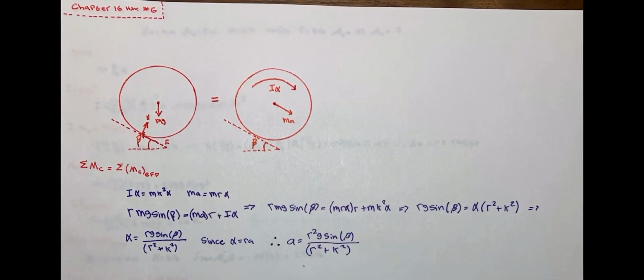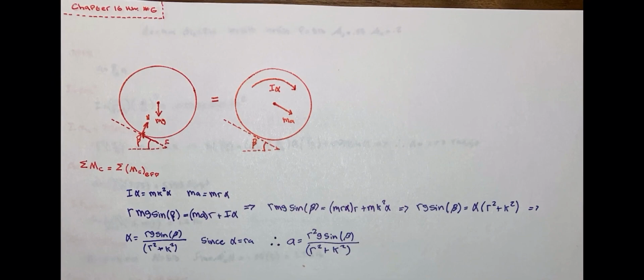All right, number 6. We have a wheel with a centroidal radius of gyration k that is released on an incline and rolls without sliding. We're supposed to determine an expression for the acceleration of the center of the wheel in terms of r, k, beta, and g.